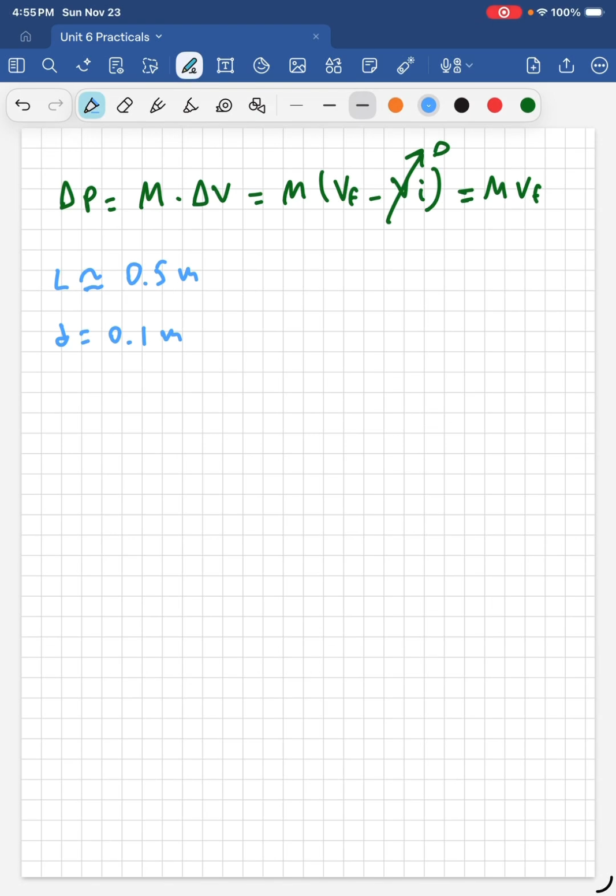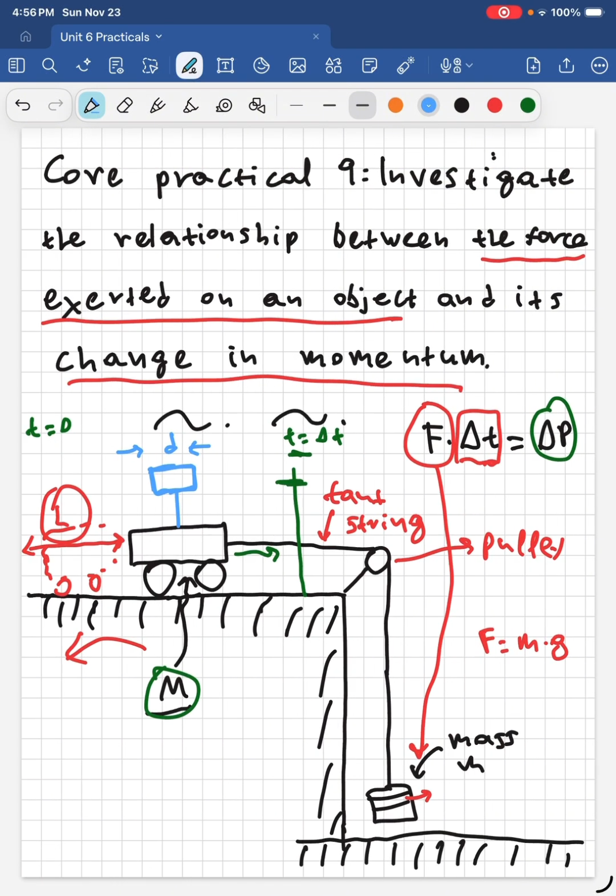Maybe it's smaller than that, maybe 0.05 meters or something like that. Doesn't matter, but it helps you to measure the final velocity by dividing d, the length of the car, over, let's call it delta t2, okay? And delta t2 is the time needed for this car to go through the light gate, okay? And it's different from this delta t that we mentioned in the beginning.